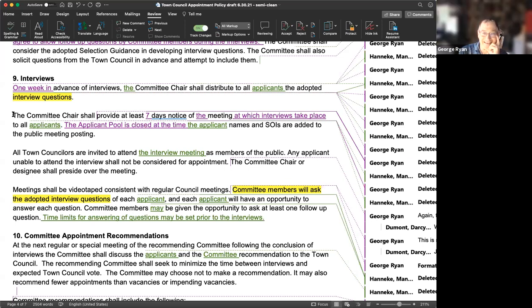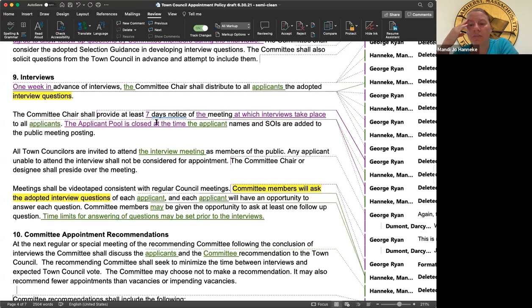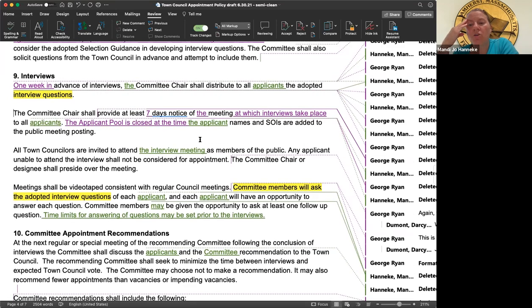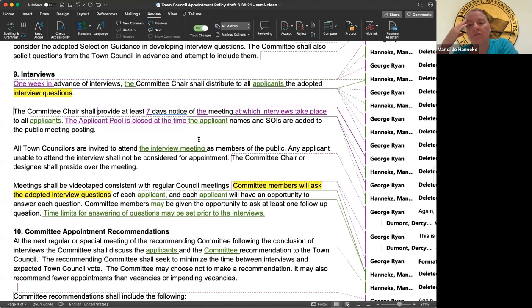So maybe instead of 7 days notice, we could say the chair shall notify the applicant pool of the date of the interview meeting, or whatever that wording is, at the time the SOI solicitation is sent, or something like that. That's a very wordy thing, but maybe we tie it to asking for the SOIs.